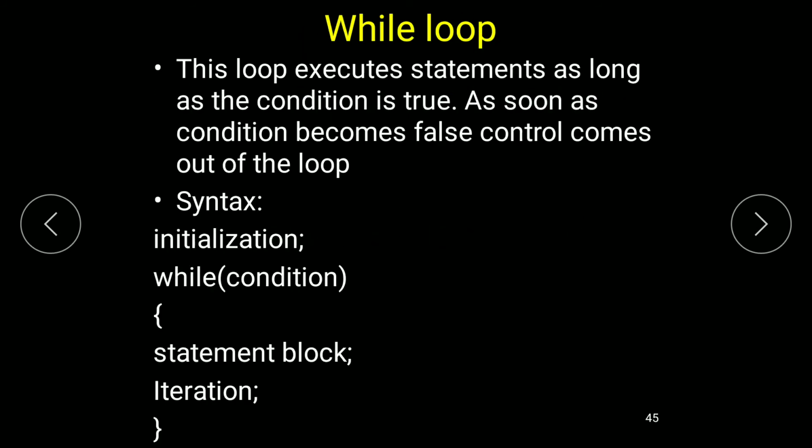Okay, so the next loop is nothing but the while loop. I already showed you a while loop example. This loop executes statements as long as the condition is true. As soon as the condition becomes false, control comes out of the loop. There is only one difference between the for loop and the while loop. In the for loop, you write the three statements in a single line, while in the while loop you write them in three lines.